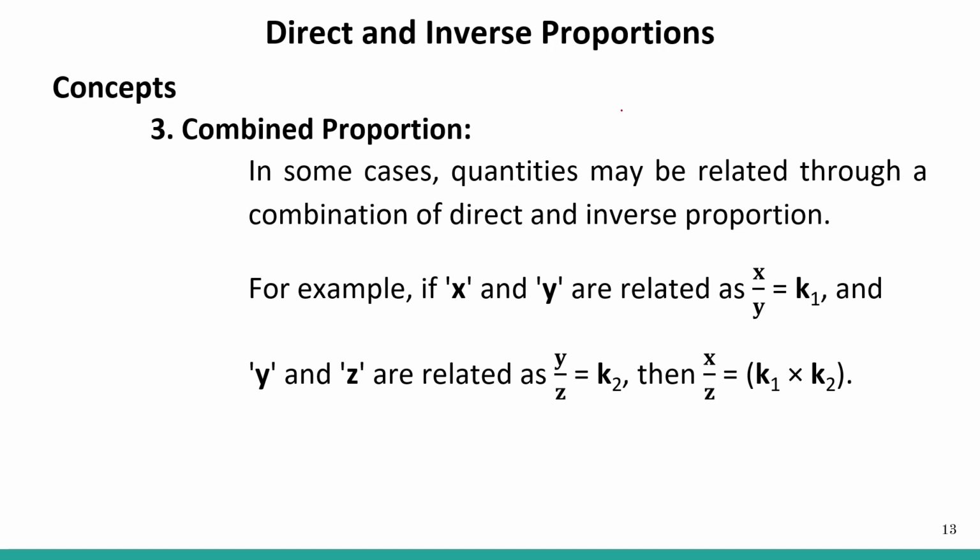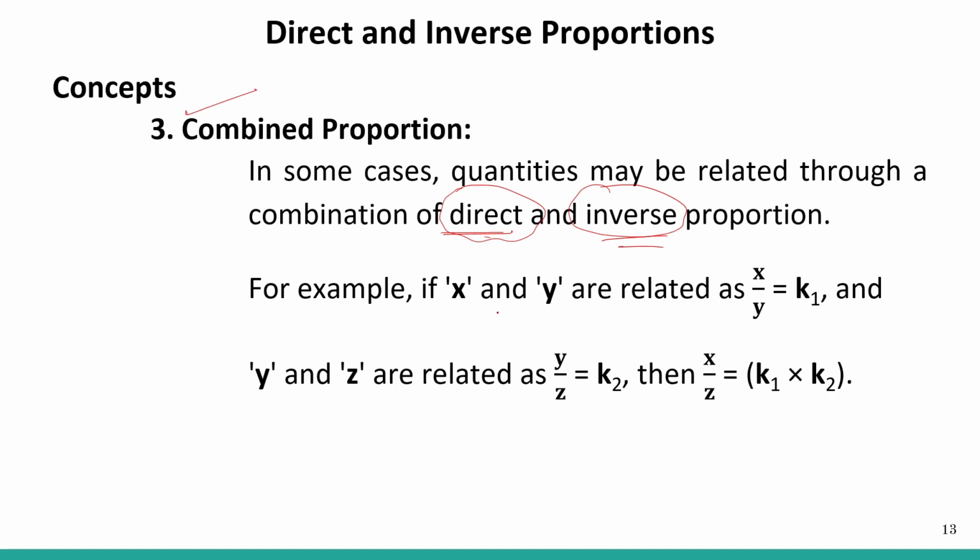Okay. So you have some quantities that are actually connected via both direct and inverse proportion. So whenever you have both these concepts involved in one case, that is direct and inverse proportion, then you say that this concept, or that kind of proportion, is called combined proportion.